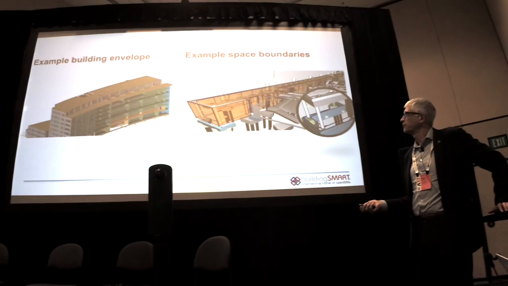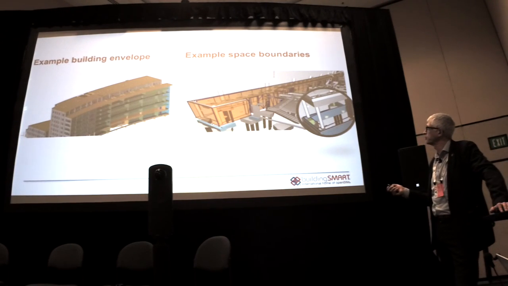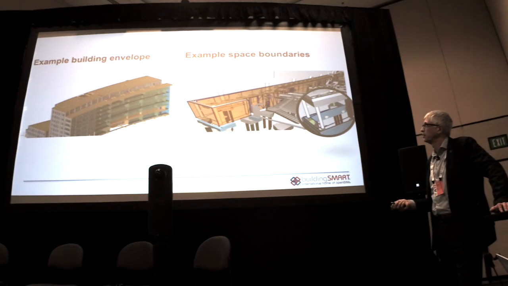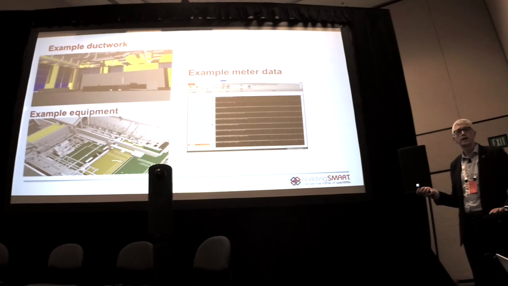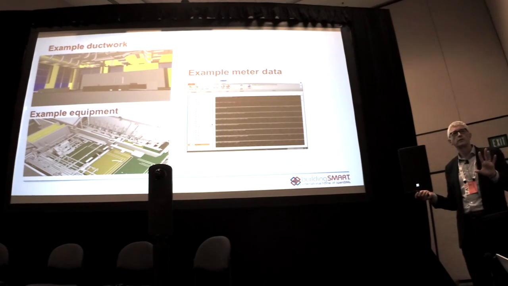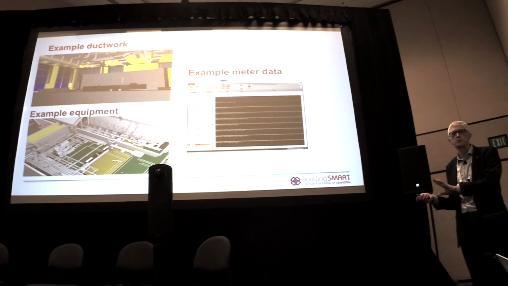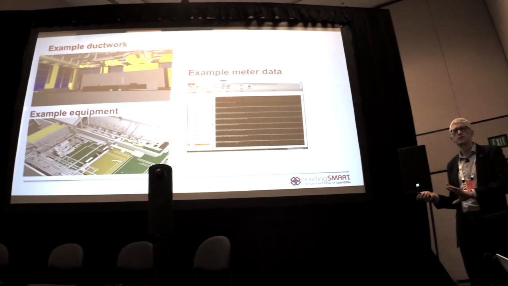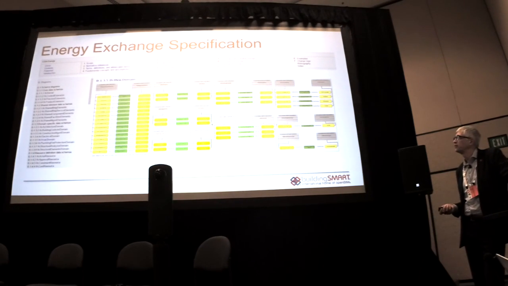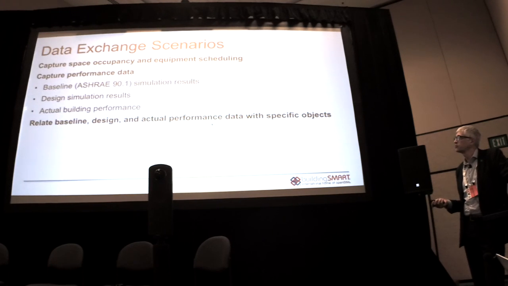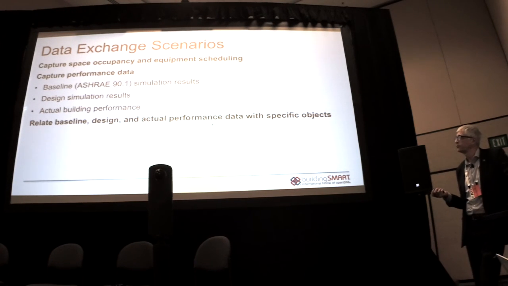projected usage. We went through this building, and that's what it looked like. There were a bunch of space boundary issues, and a bunch of issues with the way the equipment and the ductwork were modeled that had to be cleaned up. So we had a model that looked great, but when you wanted to use it for some specific analysis, it still needed a lot of work. That's something to address in this. The idea of defining this exchange was how we could get down to capturing space, occupancy, and equipment schedules, and having performance data, and then be able to relate design, baseline, and actual.